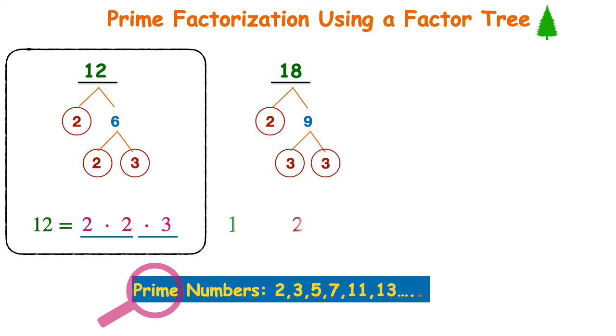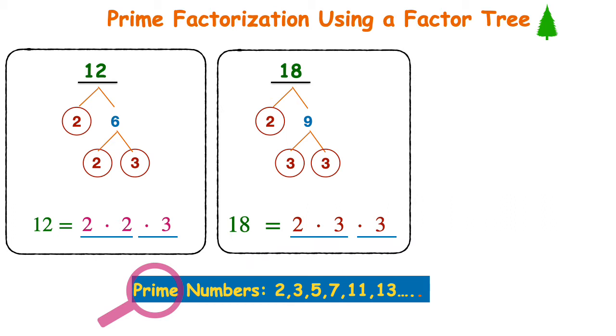So the prime factorization of 18 is going to be 2 times 3 times 3, all of those circled numbers in my factor tree. So I'm going to go ahead and check that. 2 times 3 is 6, and 6 times 3 is 18.